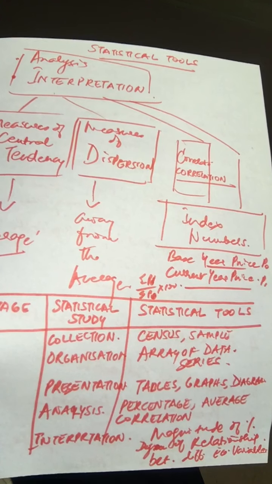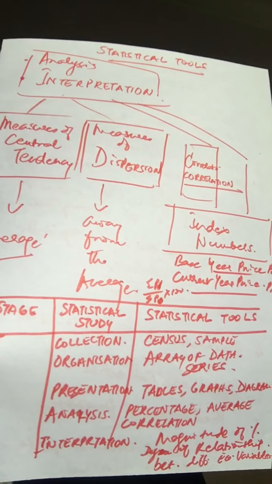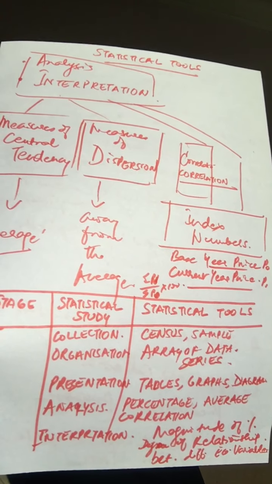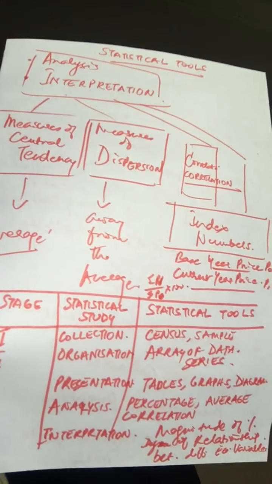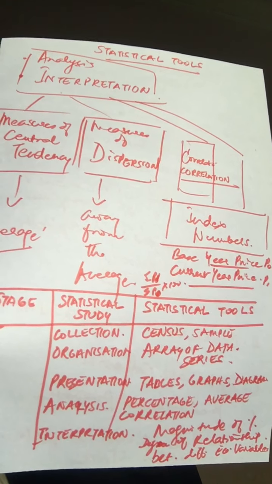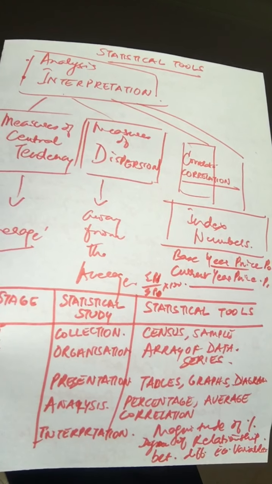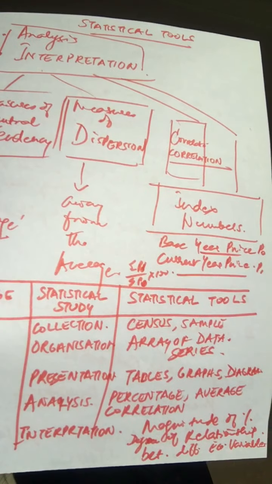In stage 4, we have analysis of data, in which we do percentages, correlation, dispersion, etc. And then we have interpretation. Here we're talking about the magnitude of percentages or the degree of relationship between different economic variables, in order to make our study more comprehensive and comprehensible and relative to what we are trying to say. So in the next class we are going to do statistics in the plural sense.